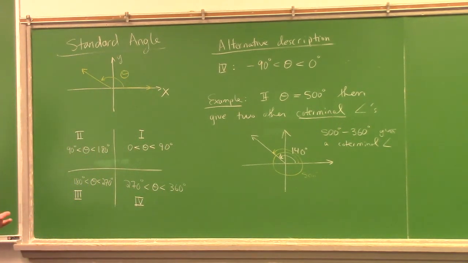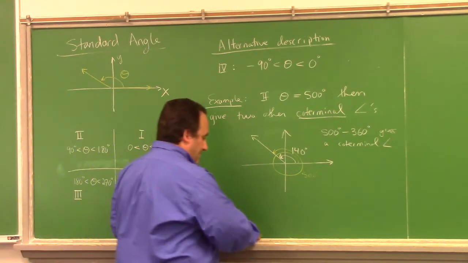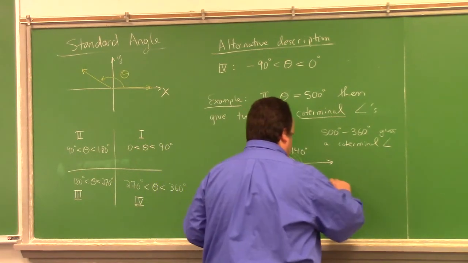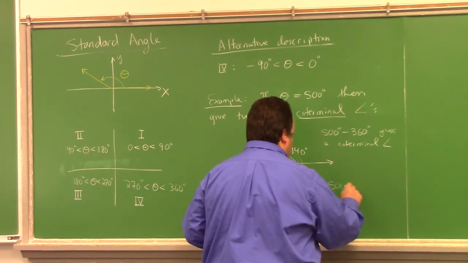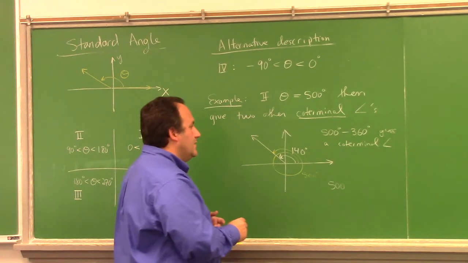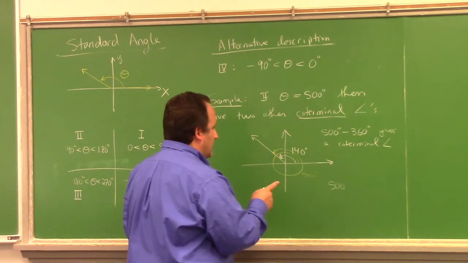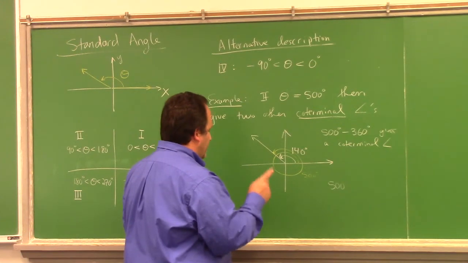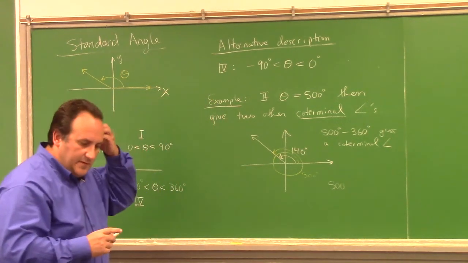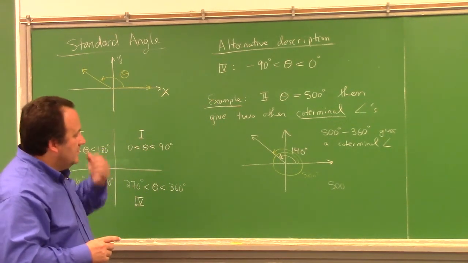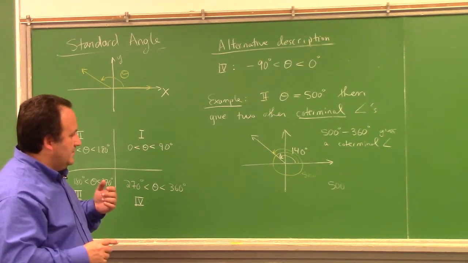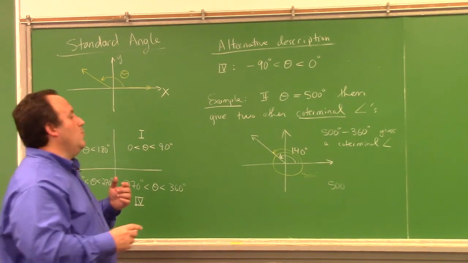Can you give me another one? How about could you give me one that's negative? Negative 220. How did you get negative 220? So 500, what'd you say? I didn't track what you said. What did you say? So you see how the coterminal angle would be 140, right? Yeah. So to go the other way around, you have to do, oh, okay.